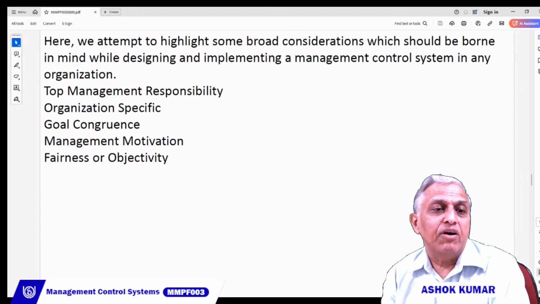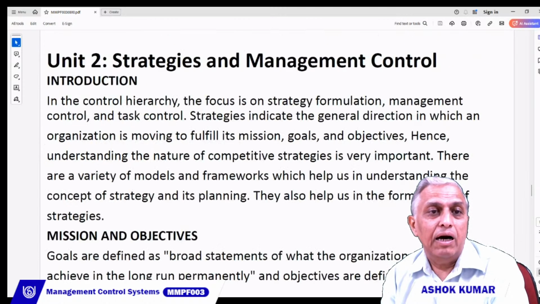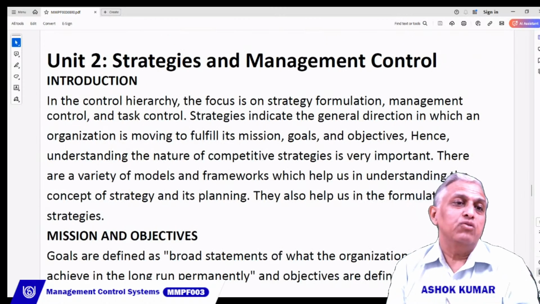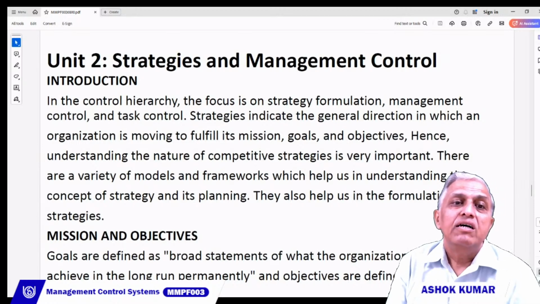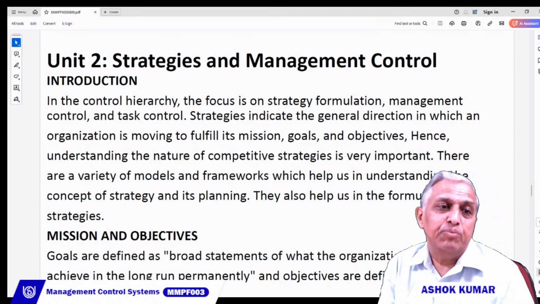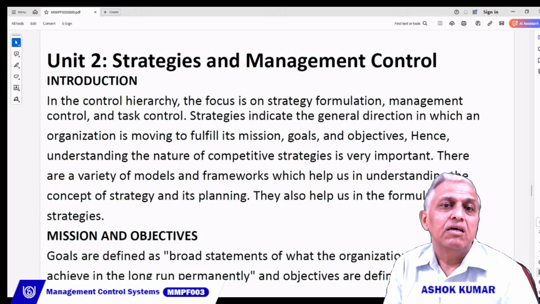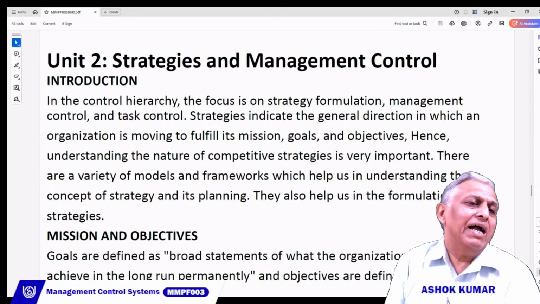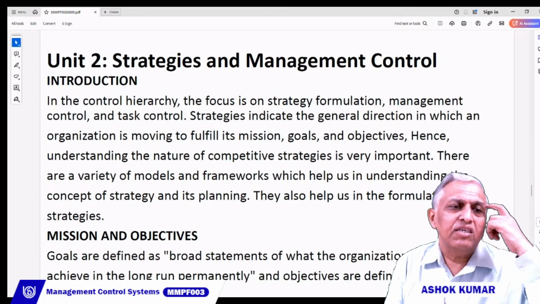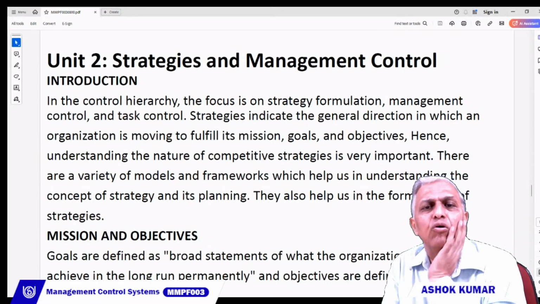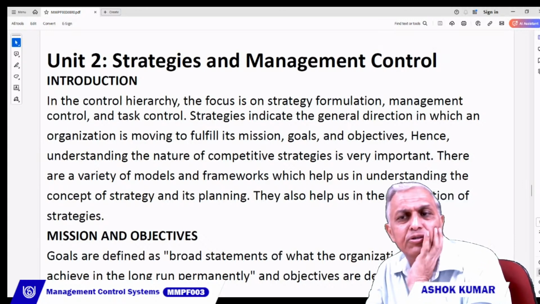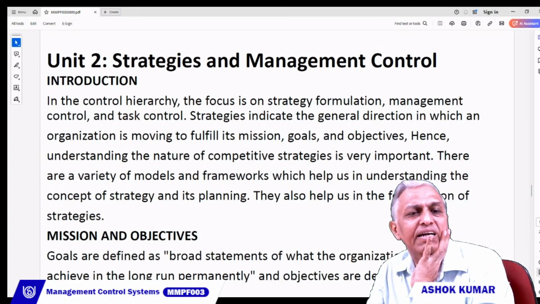Friends, with that, we have completed our unit number 1. And now we are going to start unit number 2, which is talking about strategies and management control. Strategies and management control. Let us look at the introduction. The introduction says that in the control hierarchy, the focus is on strategy formulation, management control, and task control.